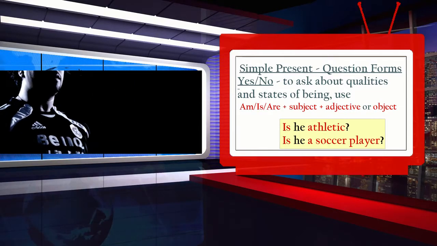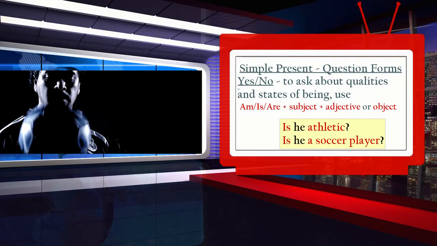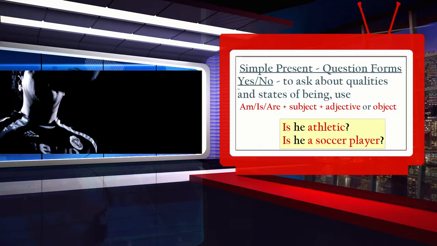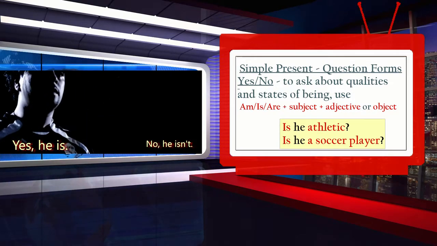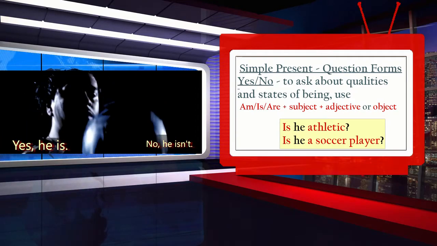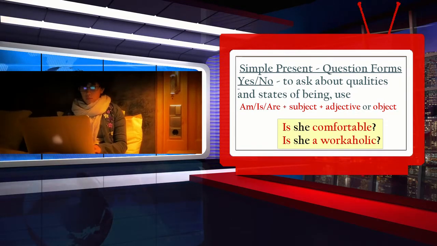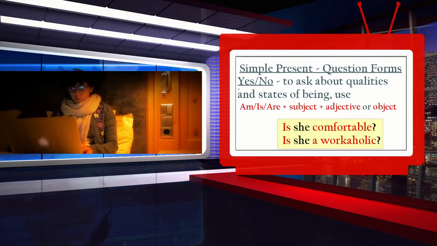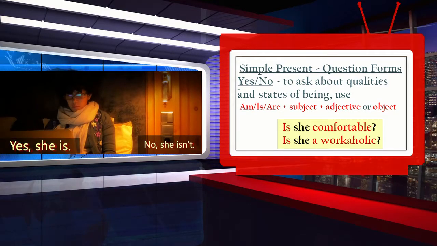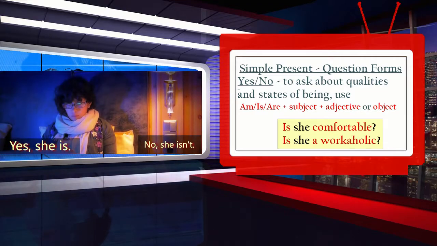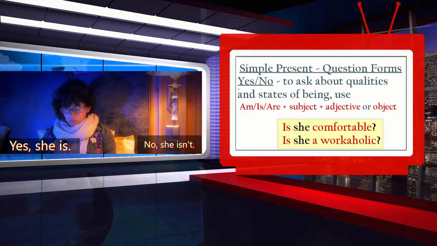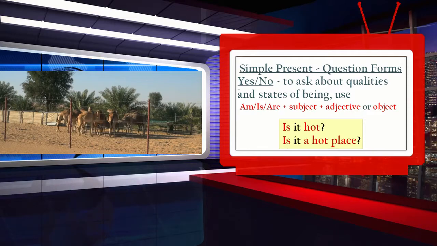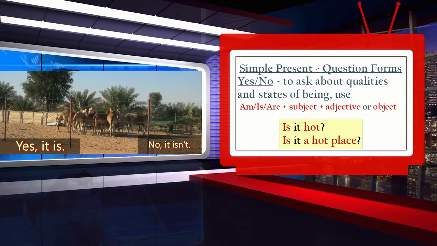Is he athletic? Is he a soccer player? Yes, he is. No, he isn't. Is she comfortable? Is she a workaholic? Yes, she is. No, she isn't. Is it hot? Is it a hot place? Yes, it is. No, it isn't.